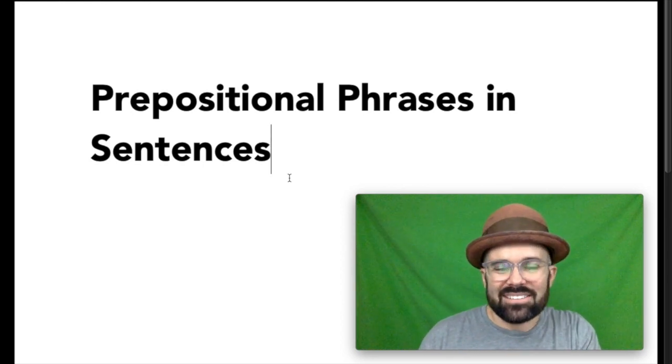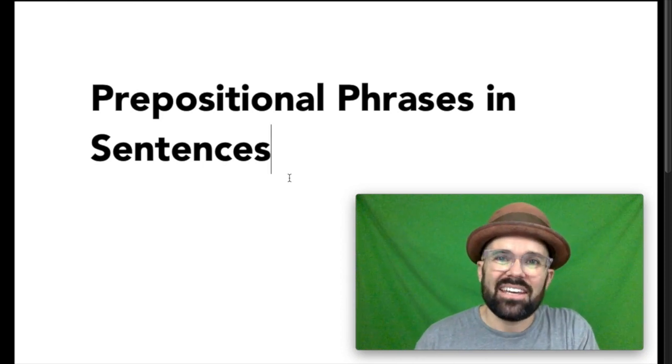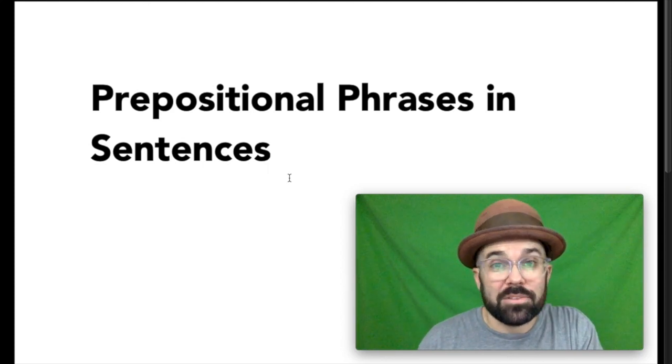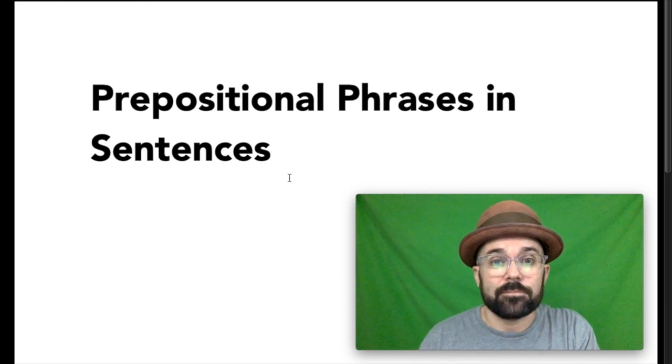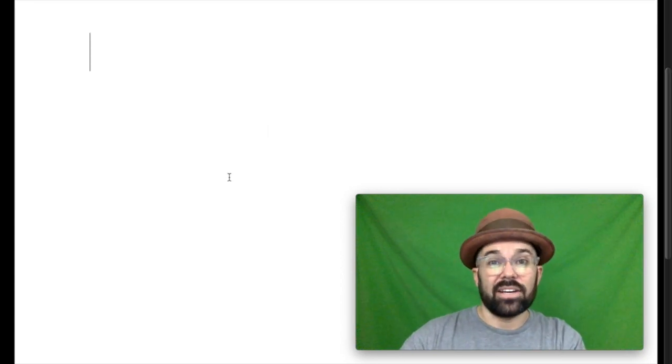In this lesson, we're going to take a look at how prepositional phrases fit into the larger sentence. We're going to look at a whole bunch of different examples and take a look at how, if we remove the prepositional phrases, what we should have left over is still a complete sentence. What do I mean by that? Let's find out. Let's start with a very simple example.